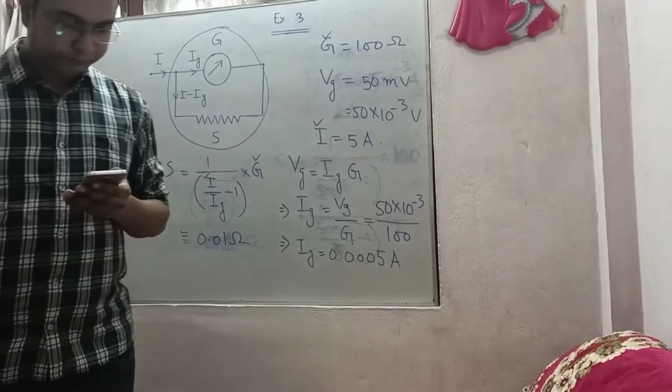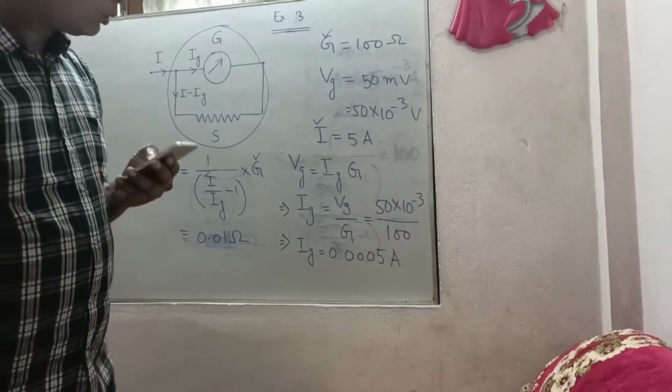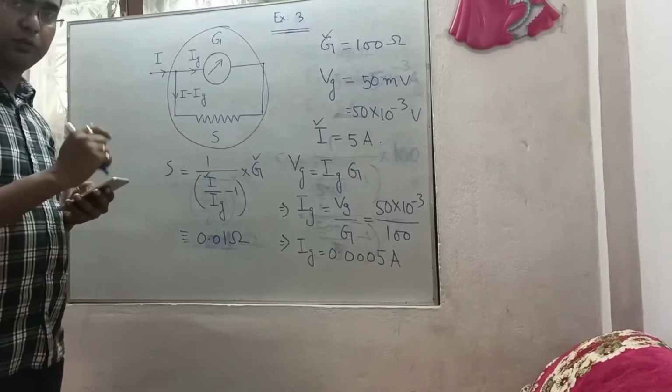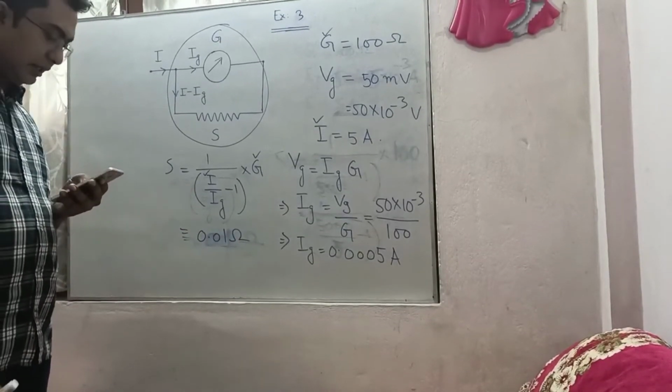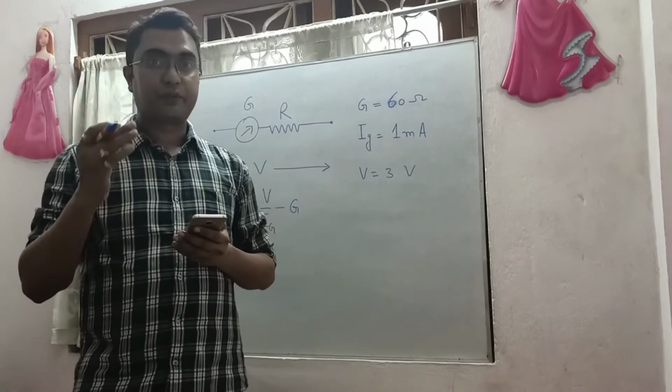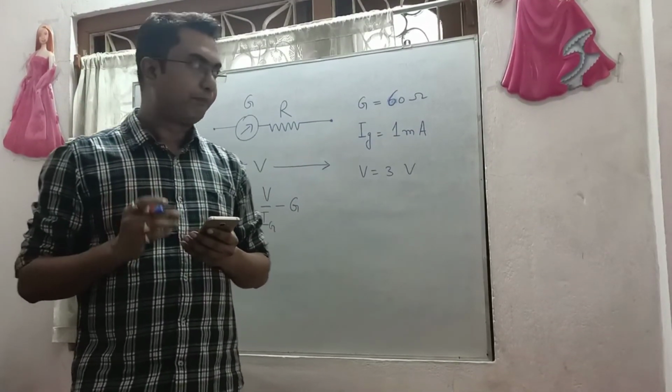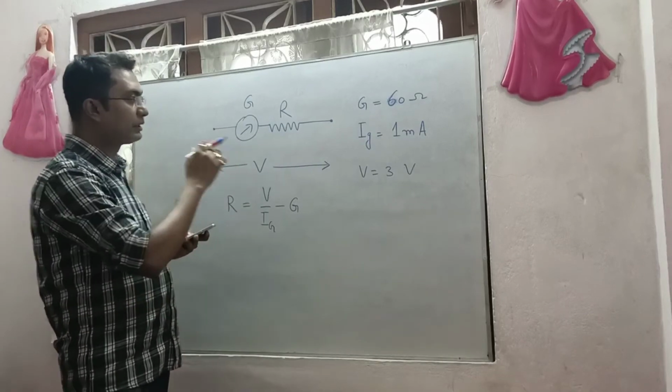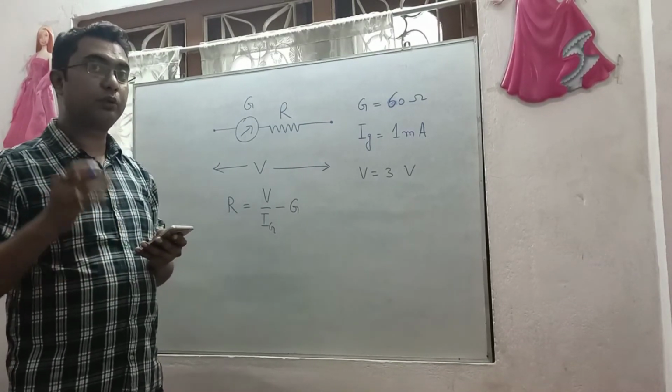So students, I hope that you can place the values here and do the calculations very easily. Today we shall do the last numerical, that is number 4. Question number 4 is different from the earlier 3. In this case, the problem is on the conversion of a galvanometer into a voltmeter.